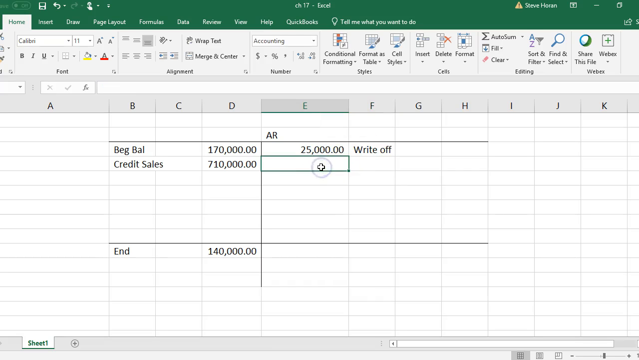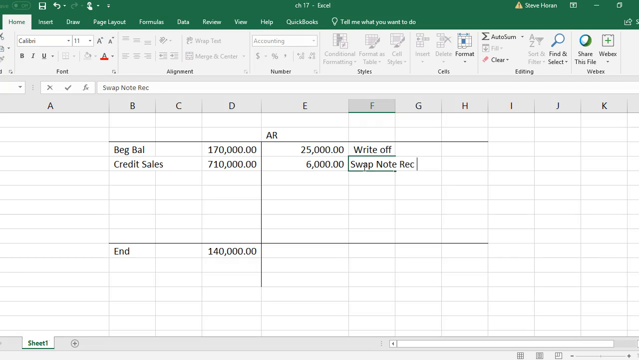I also did a swap. Okay, basically I swapped a note for AR. So think about what that entry would be. I'd credit account receivable and debit note receivable instead. Also know that there's usually an interest component to that too. Not that it matters to us, but there'd also be this interest component.